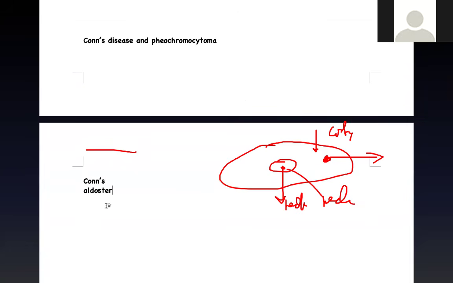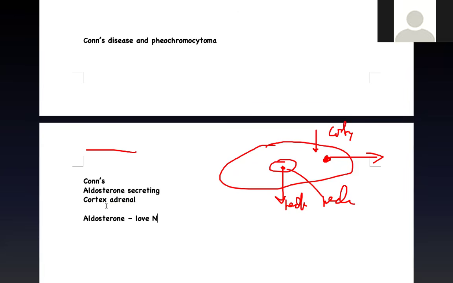So it's an aldosterone-secreting tumor, right? It's a tumor that is secreting aldosterone, and that is coming from the cortex of the adrenal gland. That's all. It's an adrenal tumor that is secreting what? Aldosterone. And all you need to know is what aldosterone is. That's all. You don't need to do anything.